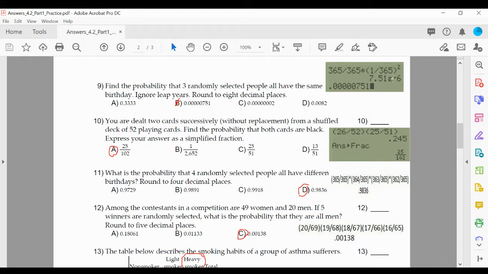So it's 1 over 365 times 1 over 365 times 365 over 365, because the first person, they're not limited. They could have any birthday. It's the second and the third person that have to match up.